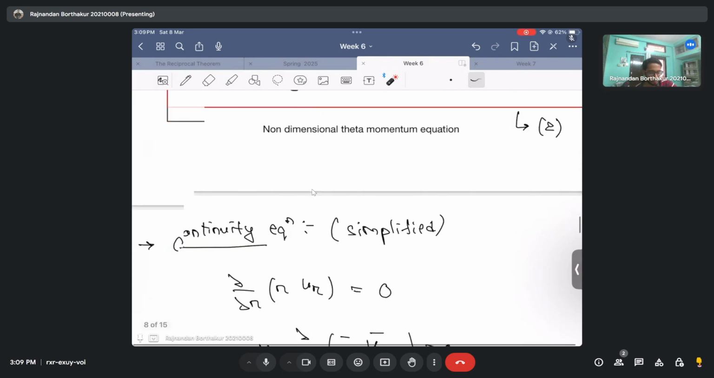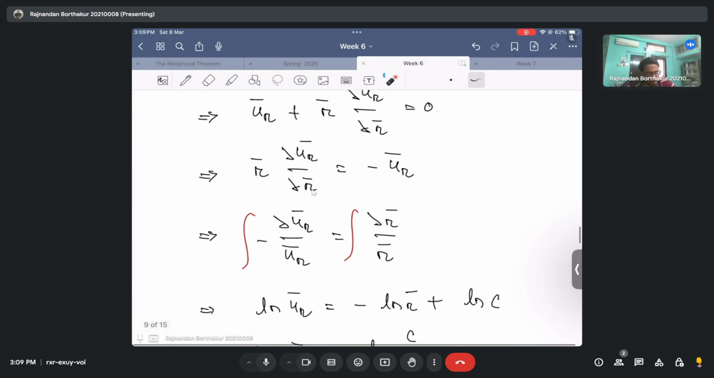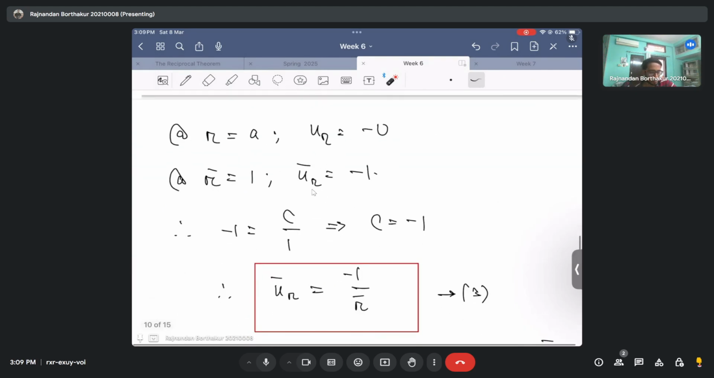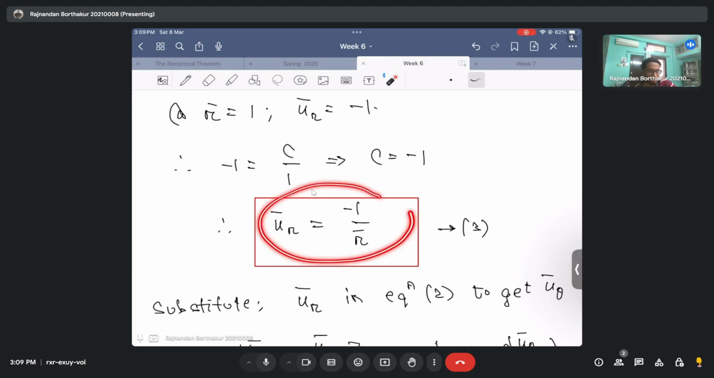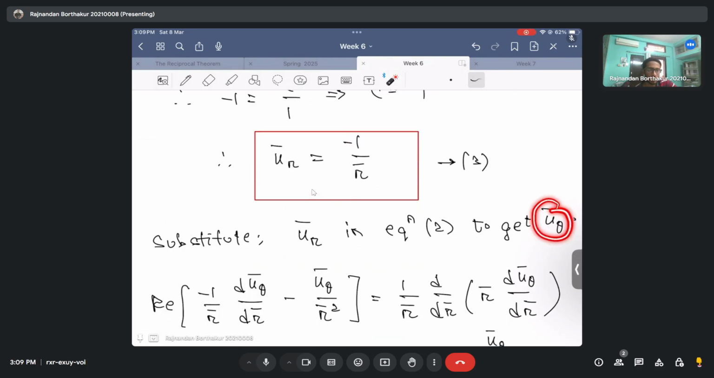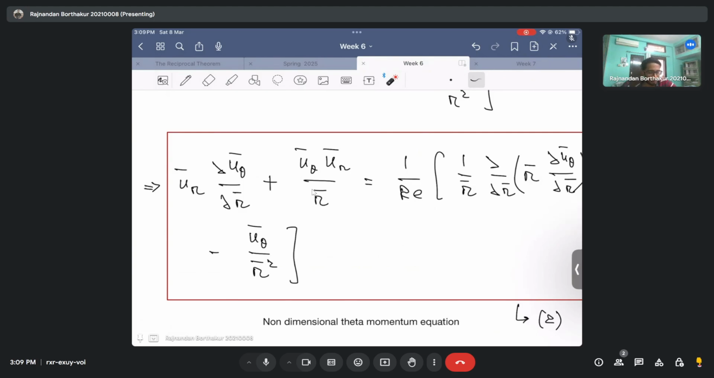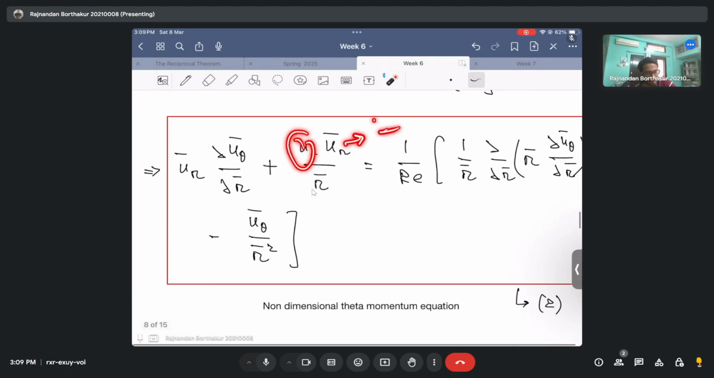Okay, and for that we used the most convenient equation at our disposal, the continuity equation. We used the continuity equation to calculate ur, and luckily we saw that using the boundary conditions that were given to us, ur came to be equal to minus 1 by r bar, where all the bar quantities are non-dimensional, as we just saw in the analysis. Now, once ur bar is known, we use the theta momentum equation to calculate u theta bar, because in the theta momentum equation, the only unknown that we now need to solve for is u theta bar, because ur bar is already known, which is equal to minus 1 by r bar. So that's the only unknown.